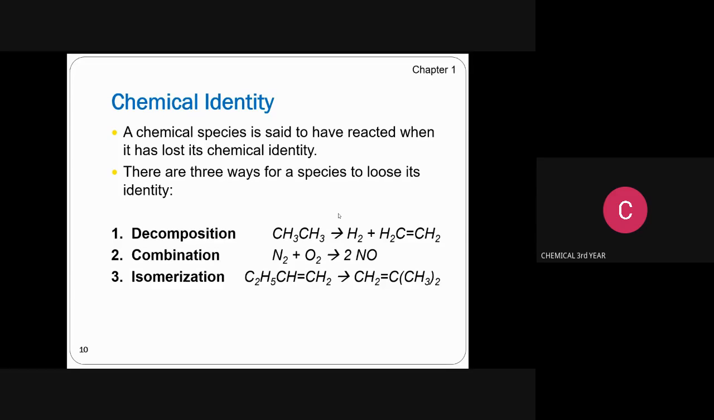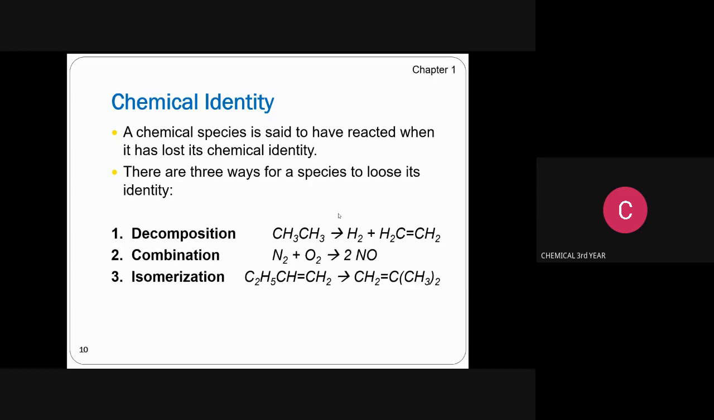In chemical identification, there are three processes: one is decomposition, another is combination, and the last one is isomerization. These are the three very important topics. In decomposition, you all know about the decomposition process. Decomposition is nothing but simply destroying, the reaction simply known as the decomposition process. And next is combination. You all know the word combination as well as its meaning.